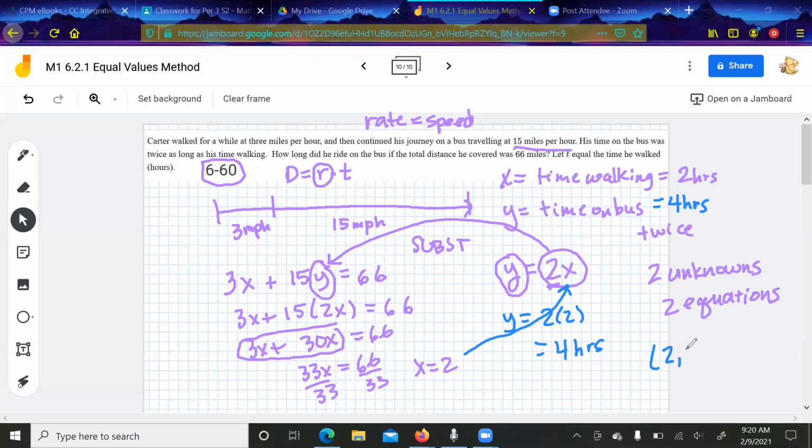As a short solution written, we put (2, 4) like that if we define our variables as x and y. Okay, so you can see we've used word problems to use substitution here, to use a system of equations to solve our word problem. And we use distance equals rate times time twice in this lesson.